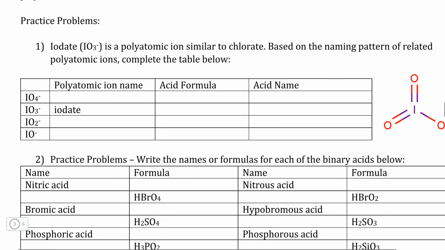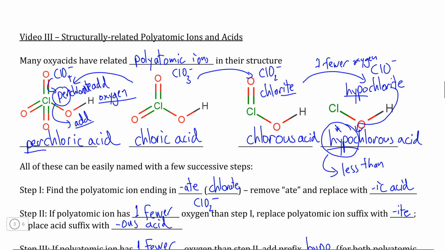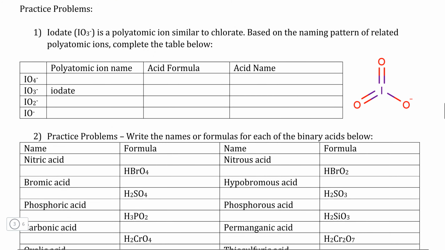So to practice the naming rules, see if you can start with the default form of a polyatomic ion, that being this one, iodate here, and see if you can use the per, ite, and ous suffixes and prefixes to identify the closely related polyatomic ions, identify the chemical formulas of the acid they form, and name the acid using the traditional rules and this little pattern that we see to see whether your grasp of oxyacid nomenclature is as strong as it needs to be.